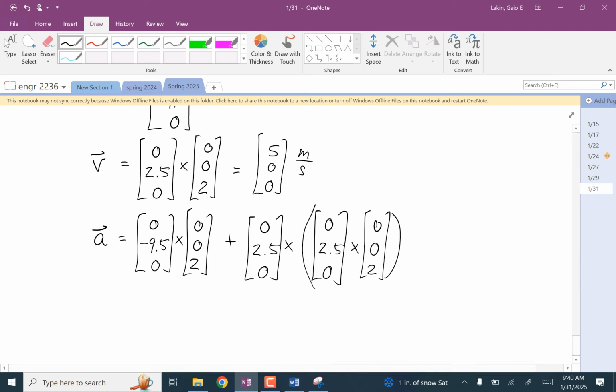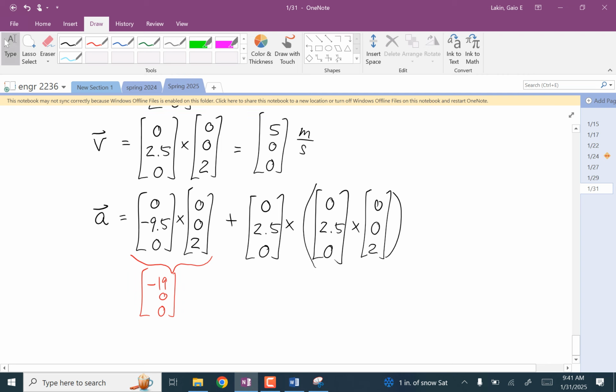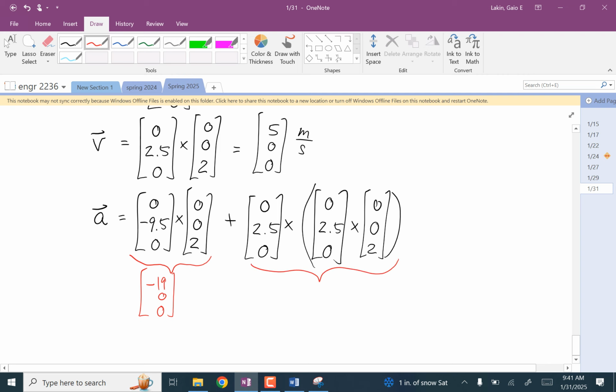And if you plug that into your calculator, you get, for this one, this is the tangential acceleration, that's negative 19.00. For the centripetal acceleration, you get 0, 0, negative 12.5.